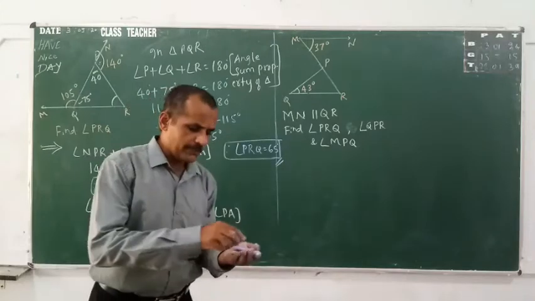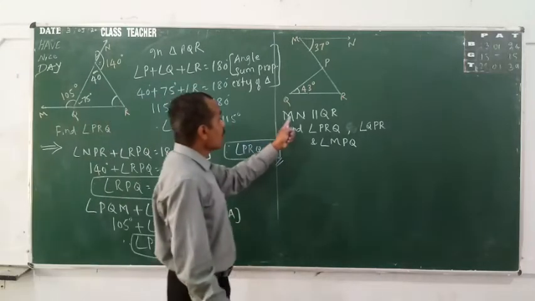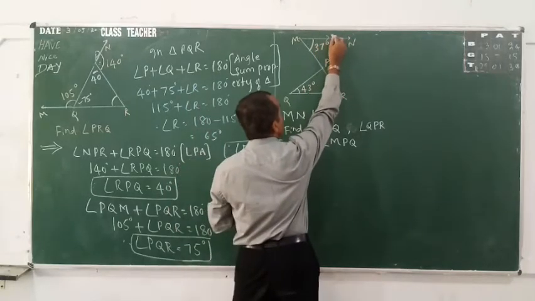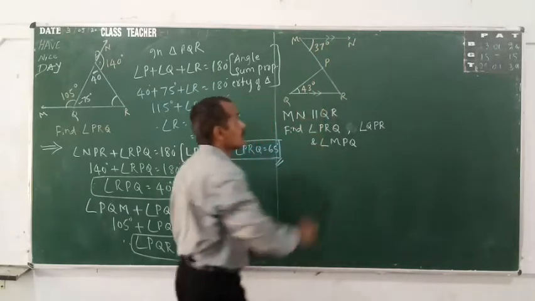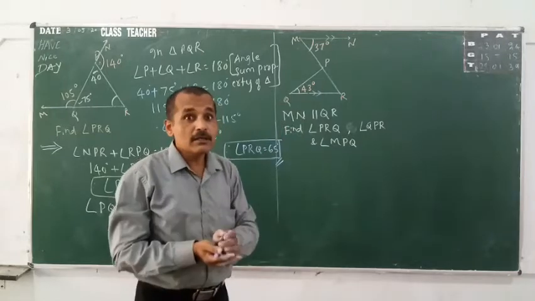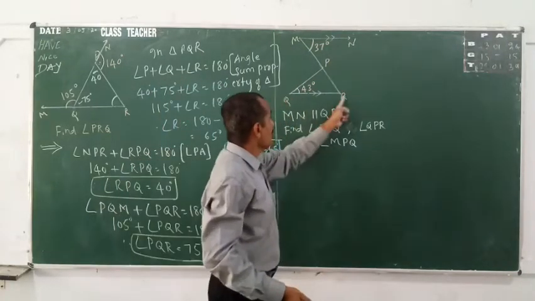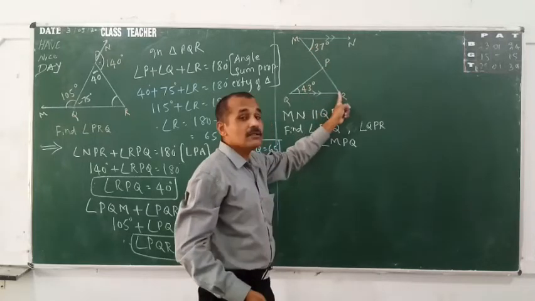That is the end of the problem. Let's go to one more problem. What is the problem? They have given MN is parallel to QR. These two are parallel to each other. See, when they are parallel, you can apply the property of parallel lines. When these two are parallel, this is a transversal.